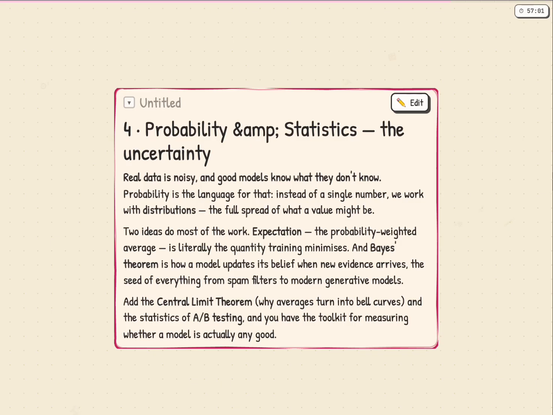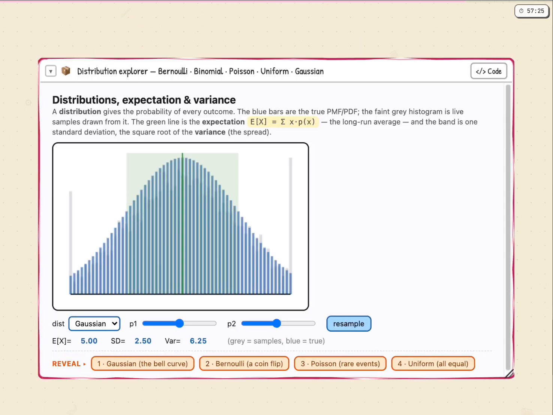Why do we need it? Because every prediction a model makes is really a statement about likelihood, not certainty. Probability lets a model say, I'm 70% sure, and statistics lets us check whether the patterns we found are real or just lucky noise. Let's build the toolkit starting with distributions. A probability distribution is simply a complete description of how likely every possible outcome is.